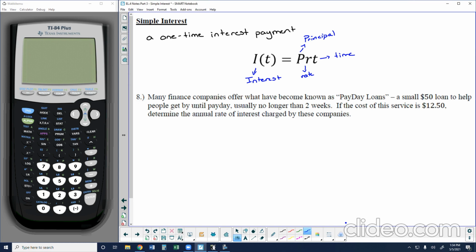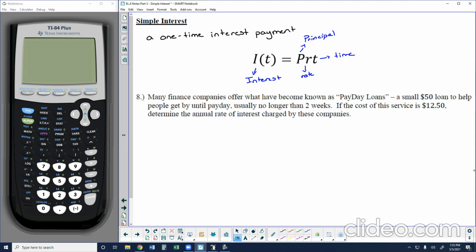So we can see here there's not really a lot of work with exponents, but because it goes along with some of the other financial equations that we're going to look at, we're going to touch base on simple interest very quick. The computation of these types of problems is not going to be too difficult for us, just the understanding and the use of the formula. So let's take a look at an example. Problem number 8 says, many finance companies offer what have become known as payday loans. A small loan, $50 in this case, to help people get by until payday, usually no longer than 2 weeks. If the cost of this service is $12.50, determine the annual rate of interest charged by these companies.